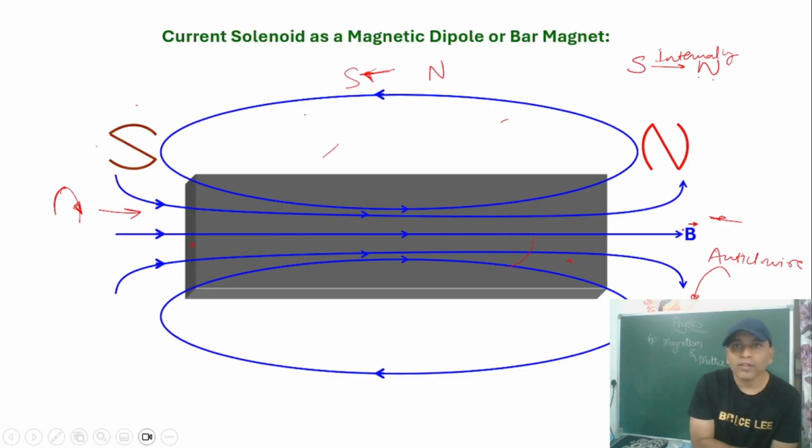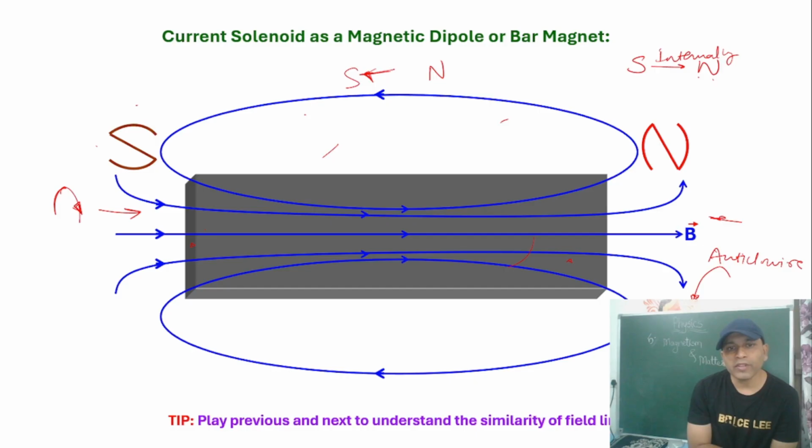Next, play previous and next to understand the similarity of field lines. I don't think that is required here. So now next is the bar magnet. What is a bar magnet? A bar magnet is a rectangular strip or rectangular prism, a rectangular cube which has a long length and a very small cross section.